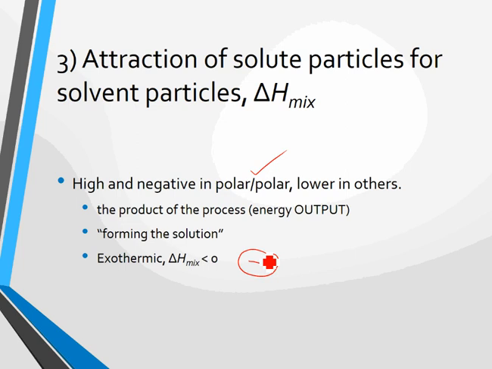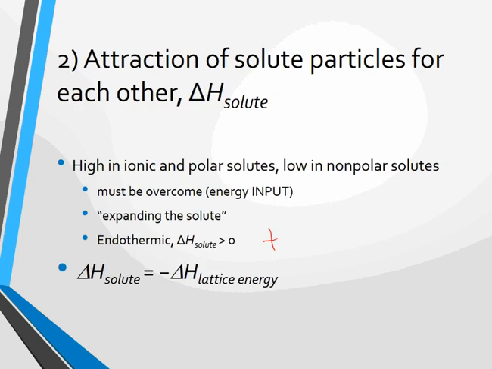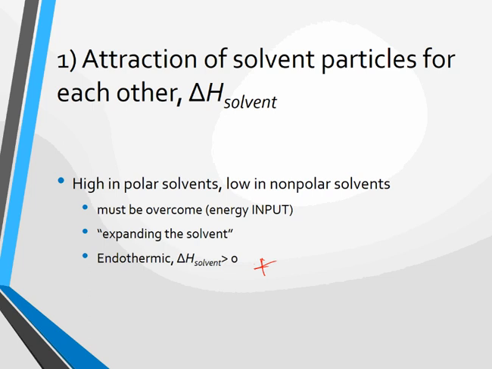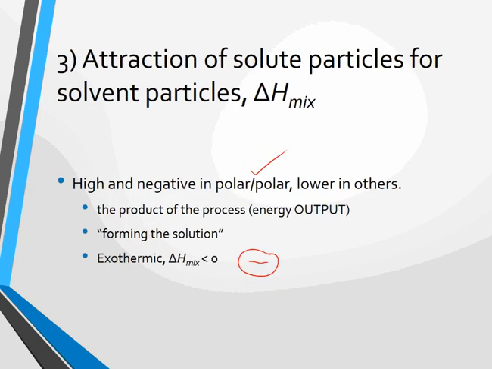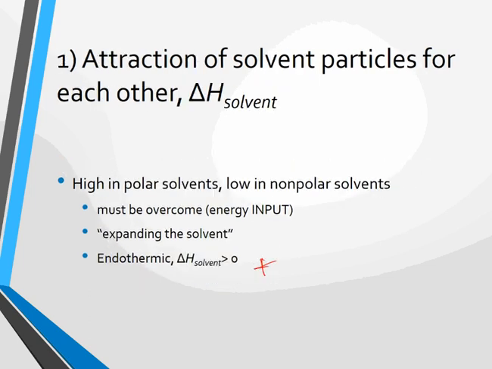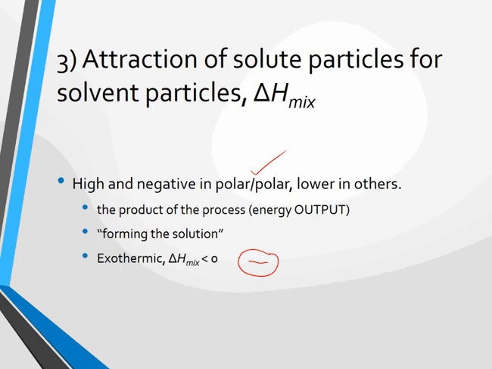So let's go back to it: expanding the solute, expanding the solvent, and then forming the solution. The first 2 were positive, and this one is negative. So you can imagine we have to input energy to break the bonds of the solute. We have to put in energy to break the bonds of the solvent, and then producing our solution will release energy. The difference here will be our delta H of solution. It could be positive or negative. It depends on the system.